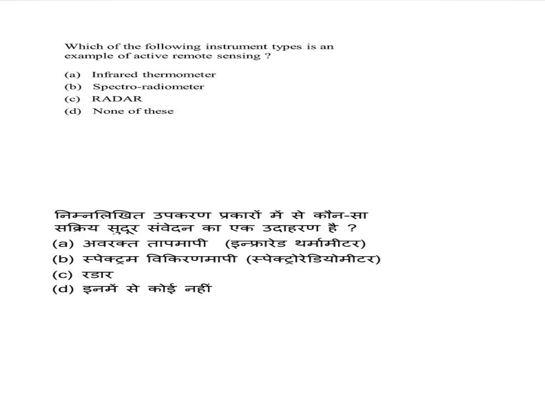Which of the following instrument types is an example for active remote sensing? And the answer is radar. Infrared thermometer and spectroradiometer are passive in nature. Radar is active remote sensing.